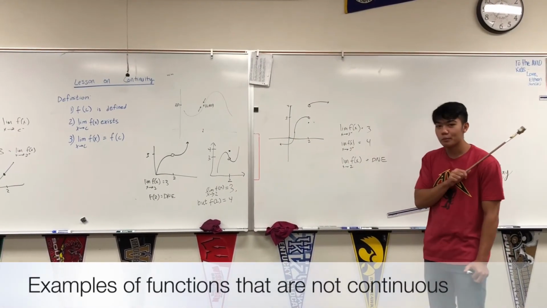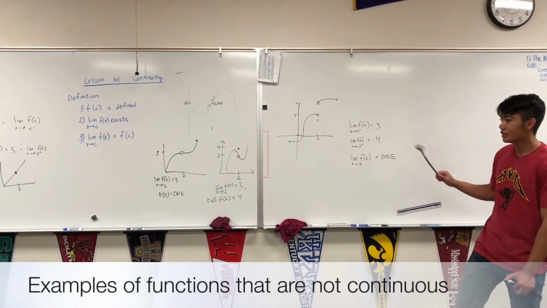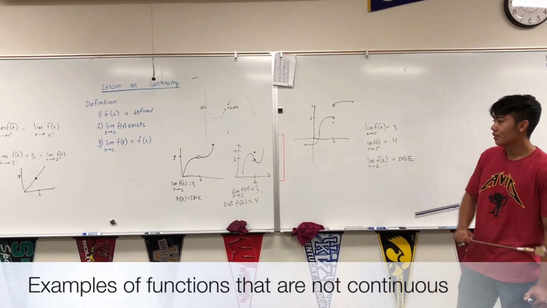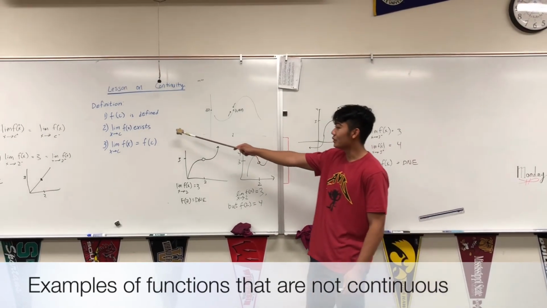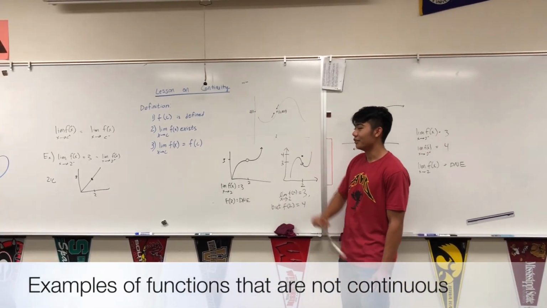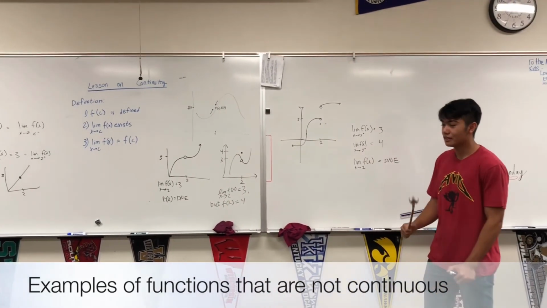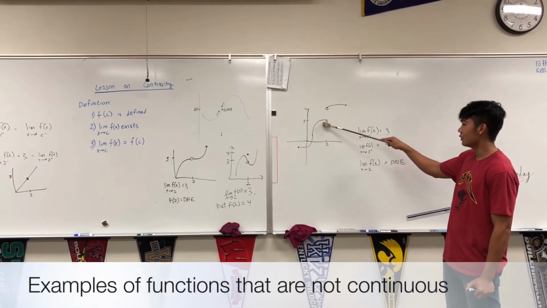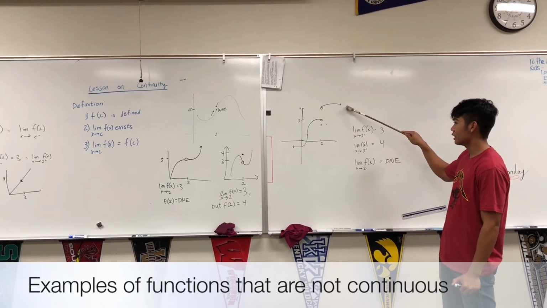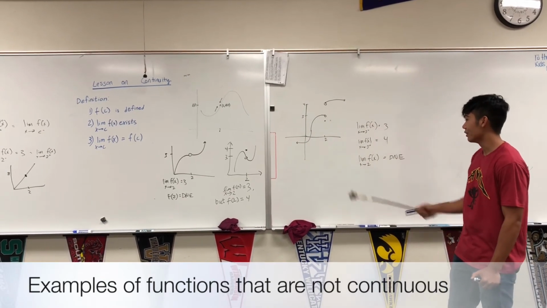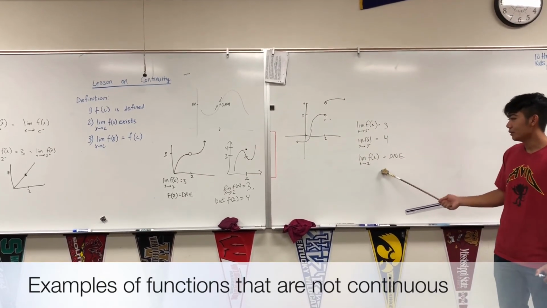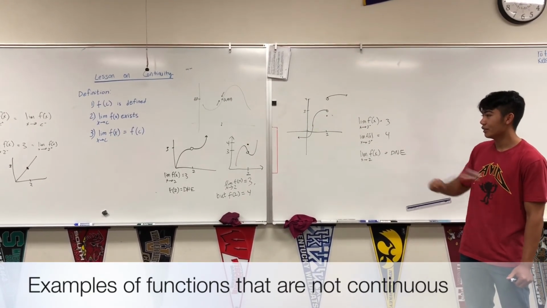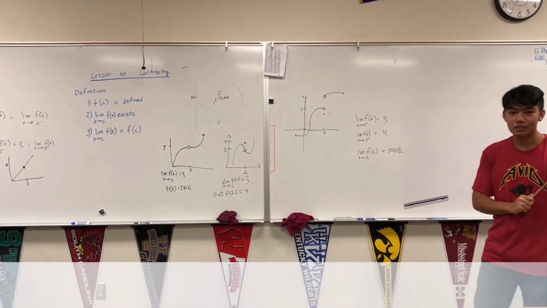Here is another example where a function is not continuous. In this case, number 2 of the definition is not fulfilled, as the limit does not exist, because as x approaches 2 from the left, it is equal to 3, but as x approaches 2 from the right, it is equal to 4. So the double-sided limit does not exist, and therefore the function, even though there is a point, cannot be continuous.